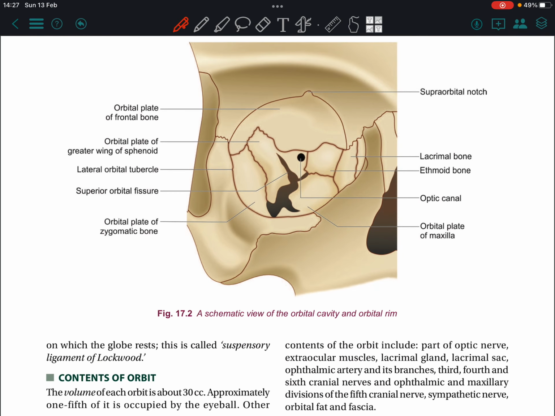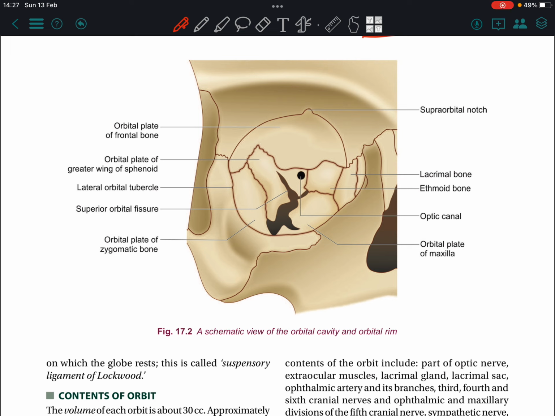Then schematic view: orbital plate of greater wing of sphenoid, lateral orbital tubercle, superior orbital fissure, orbital plate of zygomatic, sphenoid, zygomatic, optic canal, lacrimal bone, ethmoid bone, maxilla, orbital plate of maxilla, supraorbital notch.